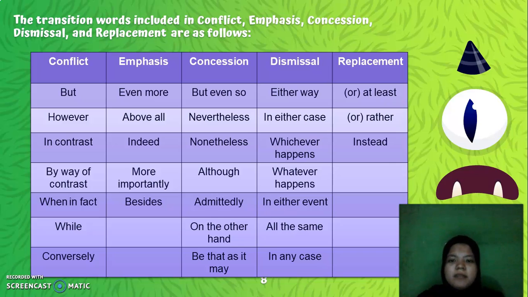Concessions. There are, but even so, nevertheless, nonetheless, although, admittedly, on the other hand, be that as it may. Dismissal. Either way, in either case, whichever happens, whatever happens, in either event, all the same, in any case. Replacement. There are, or at least, or rather, instead.